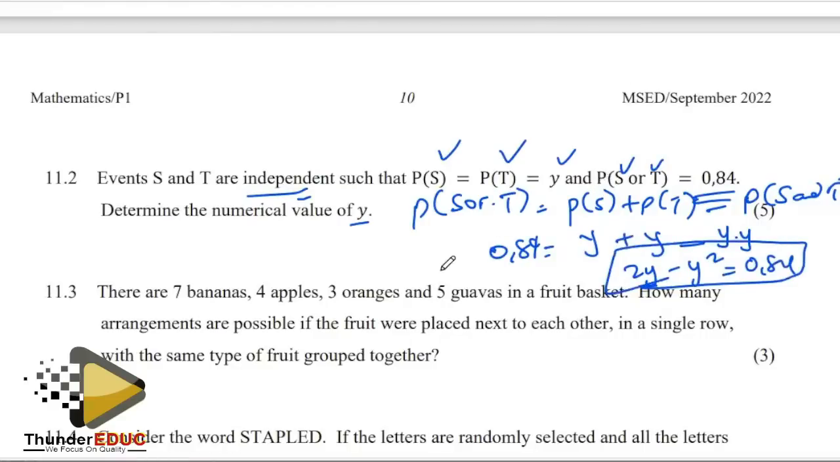Then 11.3, we have 7 bananas, 4 apples, 3 oranges, and 5 guavas in a fruit basket.